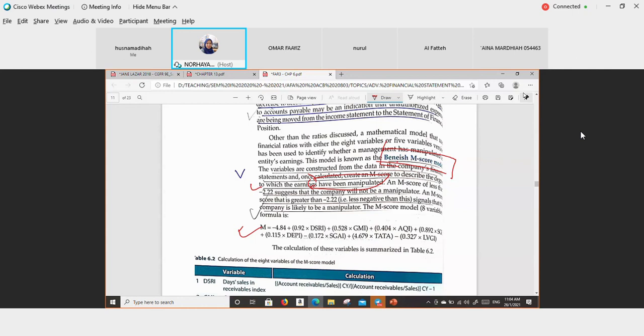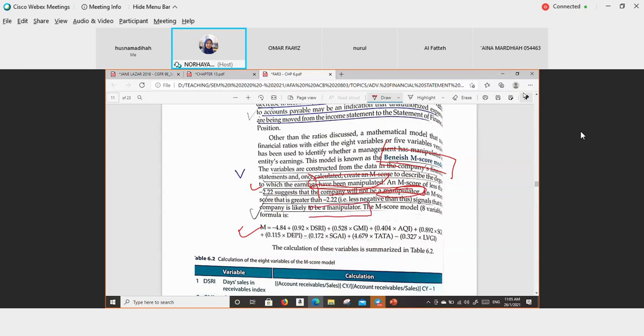Okay, M score of less than negative 2.22, maksudnya number lebih besar daripada negative 2.22 ni suggest that company will not be a manipulator. Katakanlah dia lebih besar daripada ni. So maksudnya dia sebenarnya mungkin company tu engage lah with the earnings management. Faham tak? Macam tu lah. Okay, manipulator. So M score less than negative 2.22 suggest company will not be a manipulator. M score higher than negative 2.22, okay, signals that company is likely to be a manipulator.